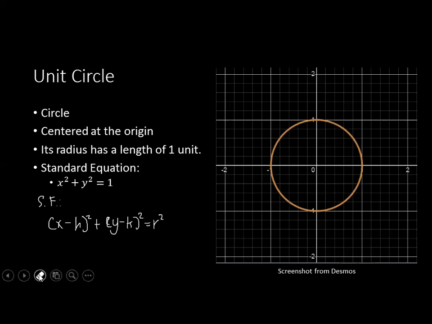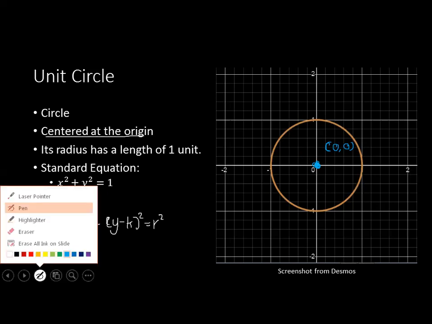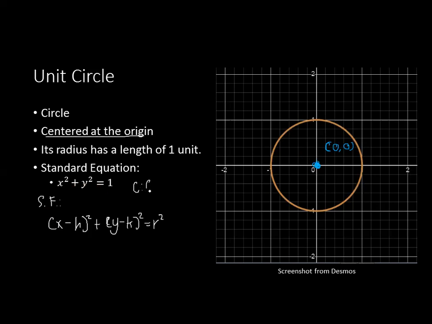So first and foremost, the circle is centered at the origin. So what does that mean? It means that if the center of the circle is here, the coordinates of the center are the coordinates of the origin, or in other words, its coordinates are 0, 0. That means your center is h and k, right? So it is 0 and 0 respectively.